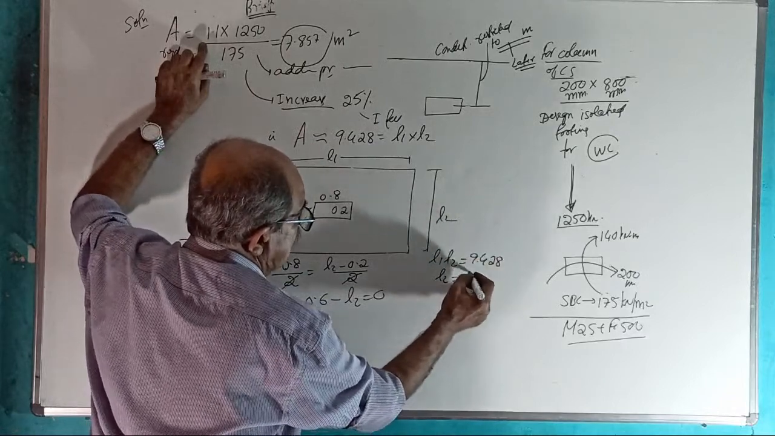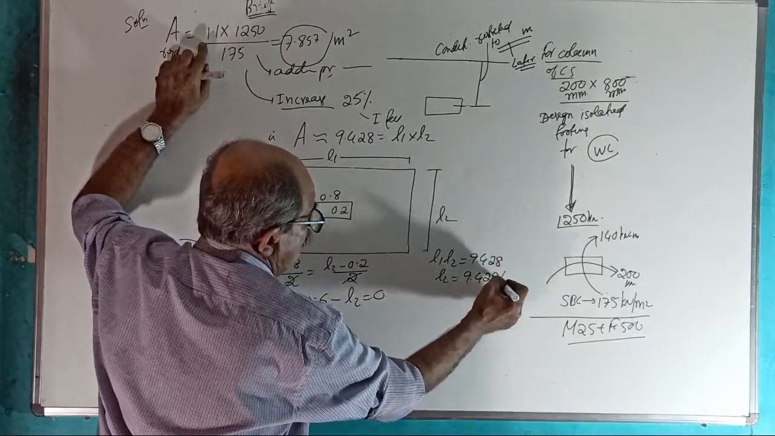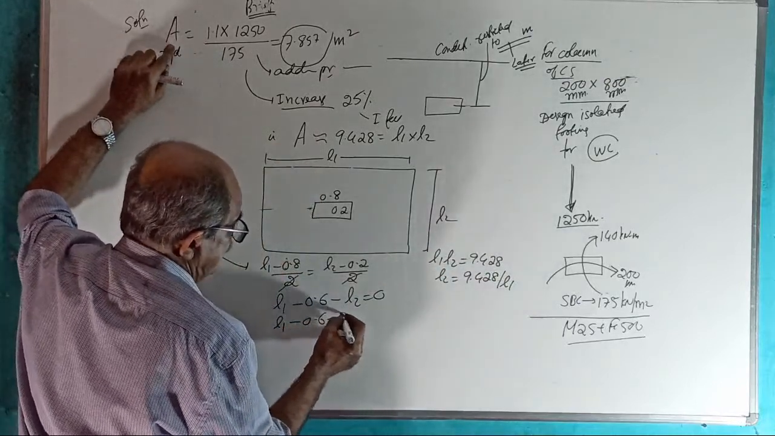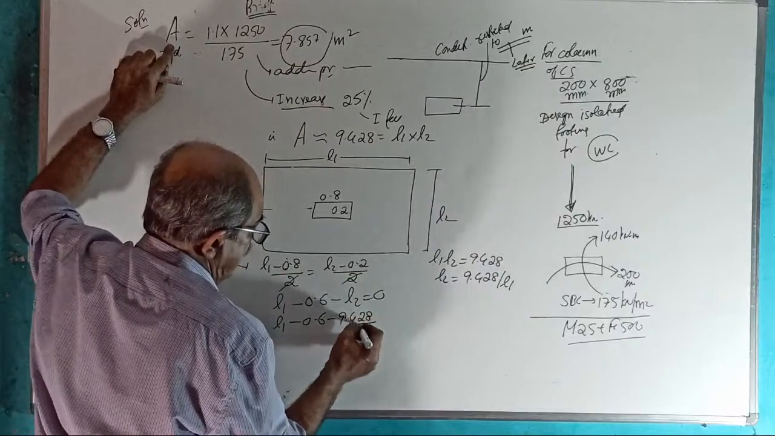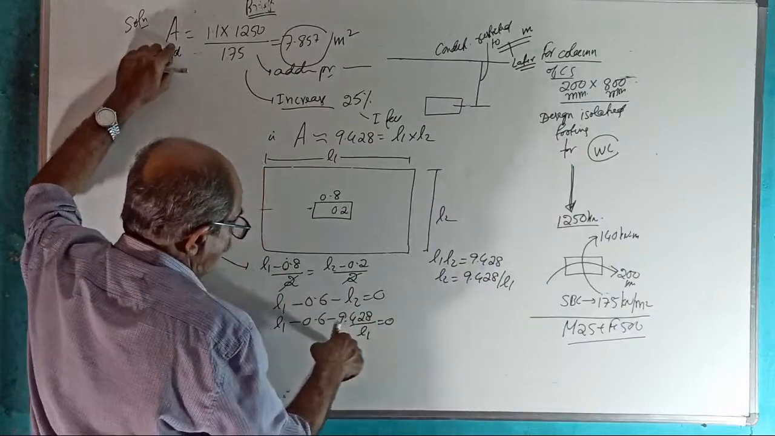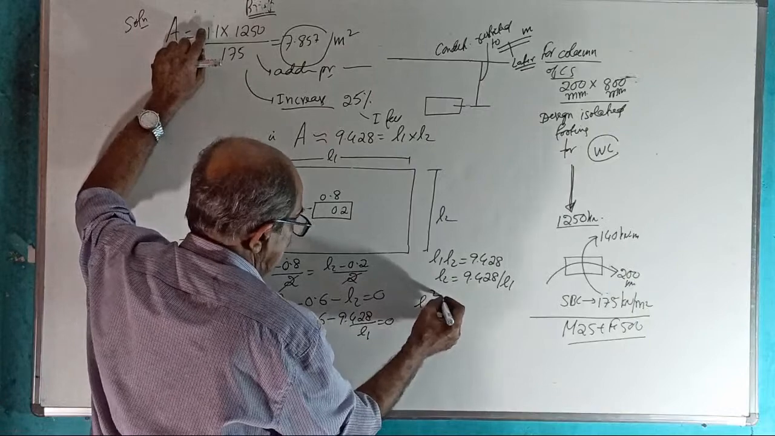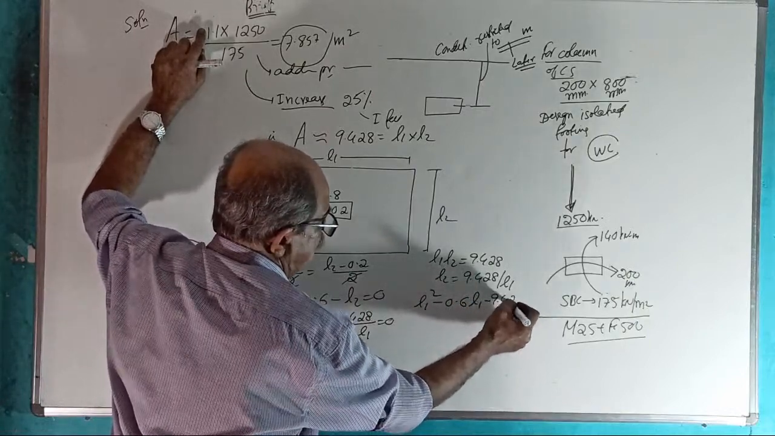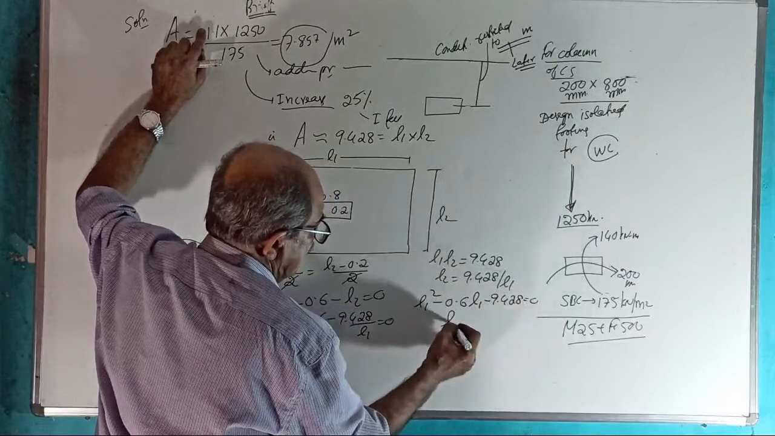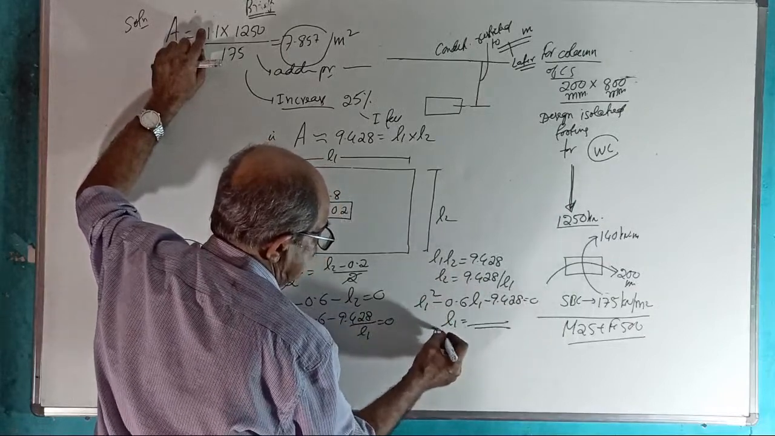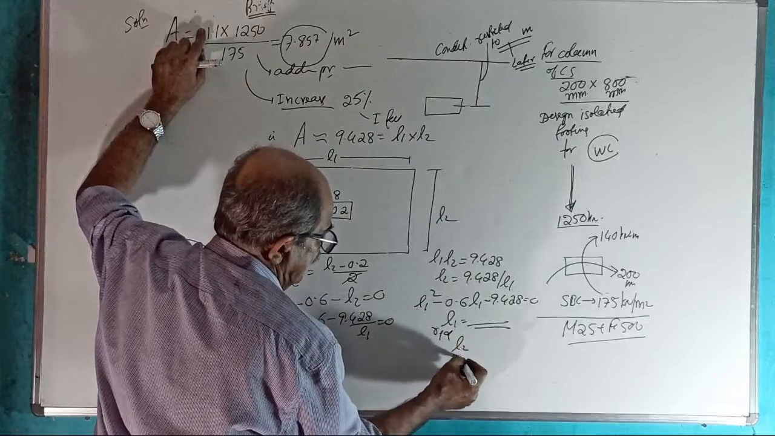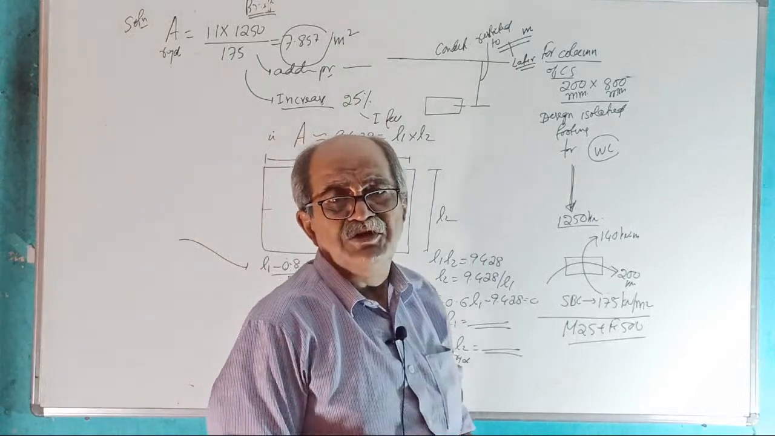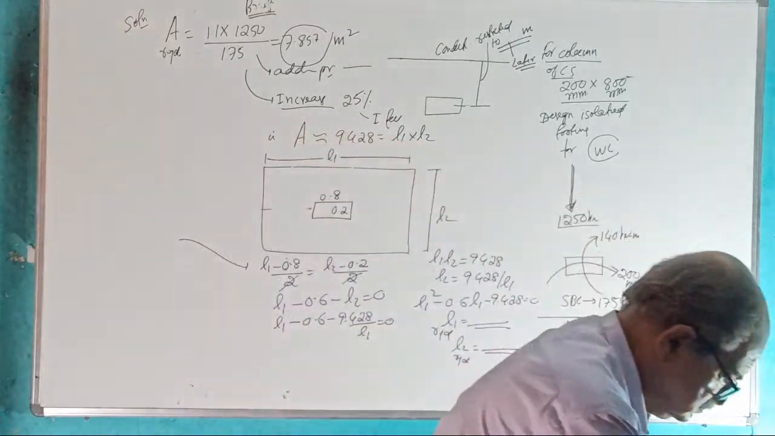So L2 equals 9.428 by L1. Substitute L1 minus 0.6 minus 9.428 by L1 equals 0. Multiply by L1, you get L1 square minus 0.6 L1 minus 9.428 equal to 0. Tell the value of L1 required fast, and therefore tell L2 required. Fast answer. I will tell you why I give this question, not for fun.